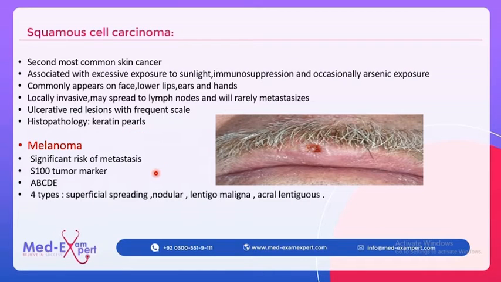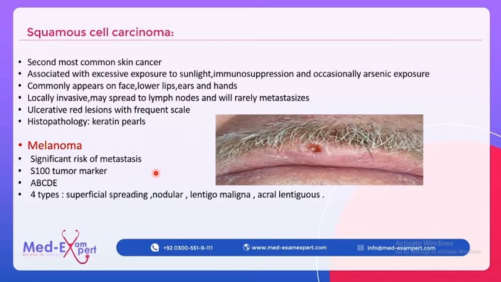So now let's come to melanoma, which is the most dangerous type of skin carcinoma. It has a significant risk of metastasis, and the tumor marker for melanoma is S100. Now there is the ABCDE of melanoma, which you should remember. A is for asymmetry, B is for border irregularity, C is for color variation, D is for diameter greater than 6 mm, and E is for evolution over time.